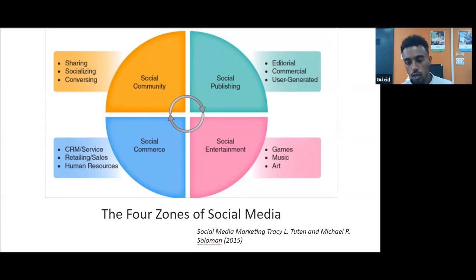The fourth quarter below, which is social entertainment, will be more particularly like gaming, music.